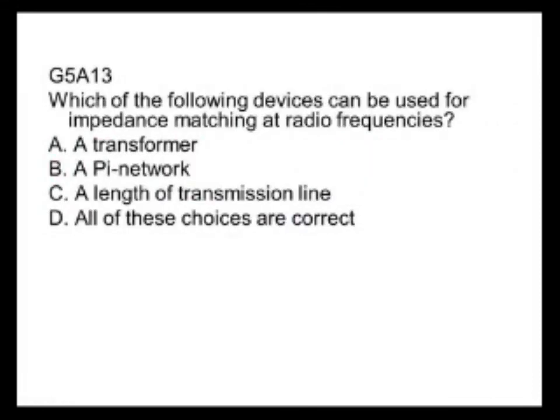Which of the following devices can be used for impedance matching at radio frequencies? A transformer, a pi network, a length of transmission line? All of these choices are correct. A pi network is what you commonly find in an antenna tuner. You can have an impedance matching transformer of various kinds. Or for radio frequency, you can actually use a specific length of transmission line, depending on the frequency, to do an impedance match. So all of these choices are correct.